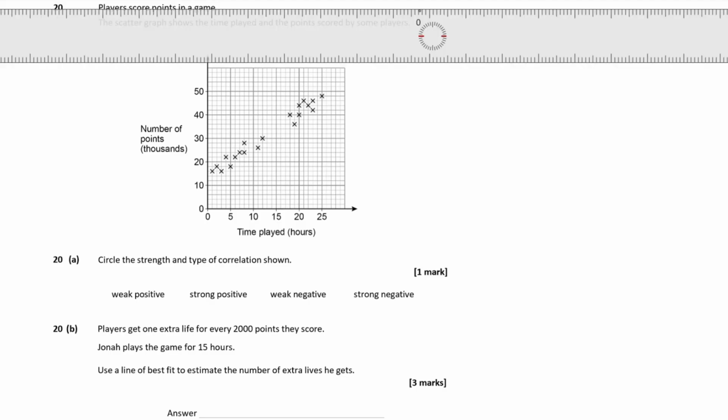Question 20. Players score points in a game. The scatter graph shows the time played and the points scored by some players. So you've got points up the side in thousands and time played along the bottom in hours. Circle the strength and type of correlation shown. Okay. Now, handy to get your ruler out here.